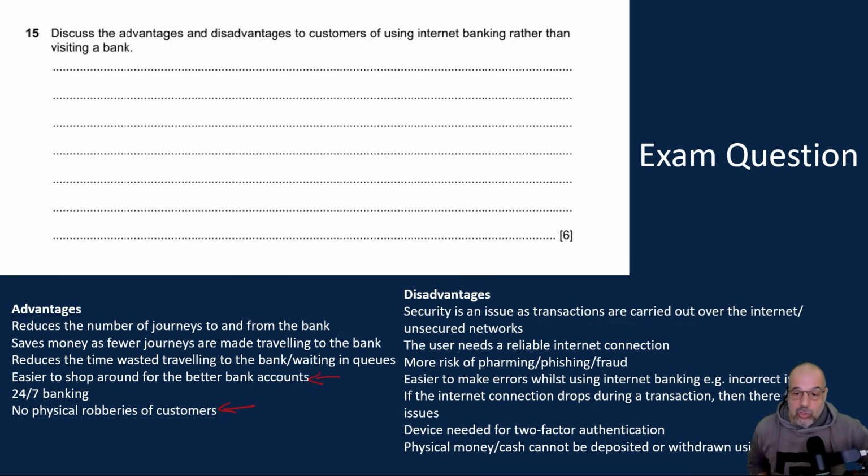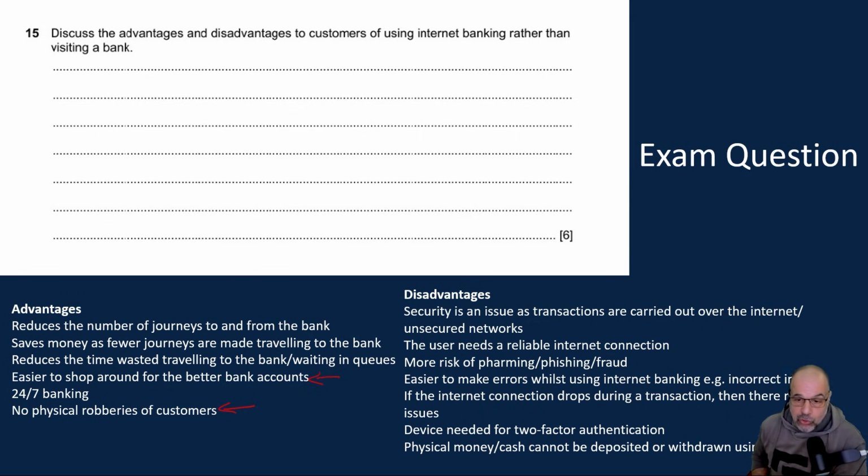Easier to make errors whilst using internet banking, e.g. incorrect input. Again, I'm always anxious when I'm doing online banking using the internet, because you just want to double check that you've entered all the numbers correctly, the right account numbers and everything. It's easy to make a mistake. They do use, and we said when we talked about electronic bills, things like little numbers, which are like check numbers, to make sure the amount you've put is correct, because it has to match the check number. But that's not 100% secure. You could put the wrong number and it would match with that check number as well.